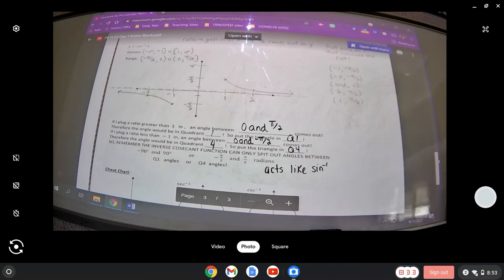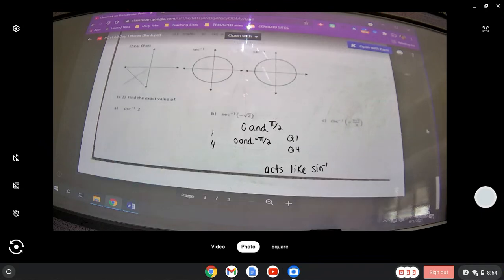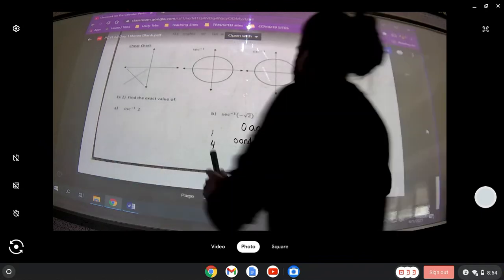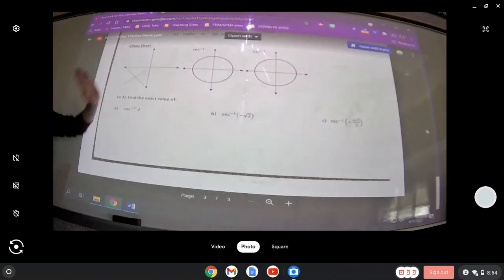Inverse cotangent, I wish he was pretty. He gets his own day because he is not pretty. He does not behave like his reciprocal. I'll fill that in. You'll get it.